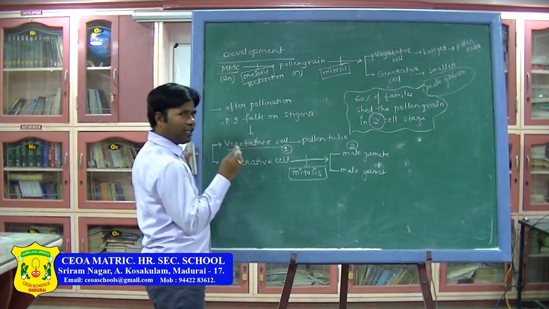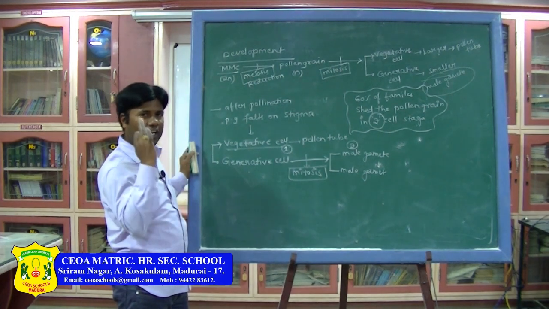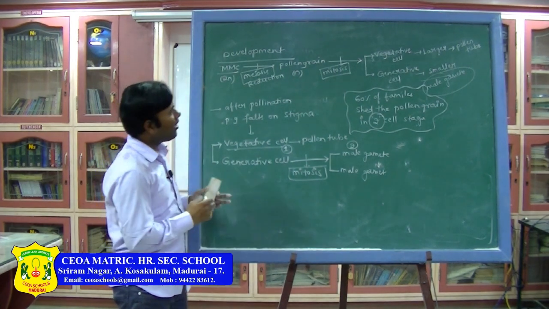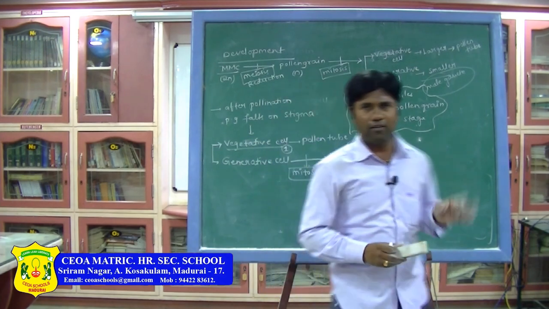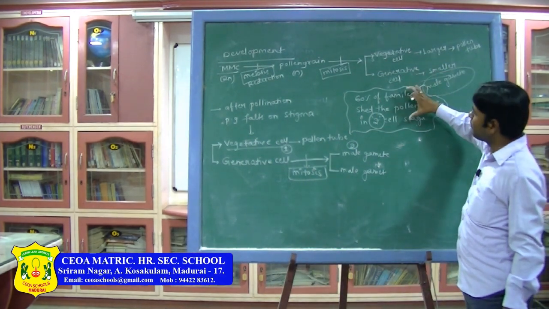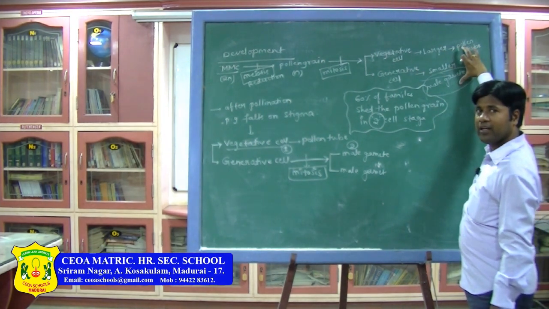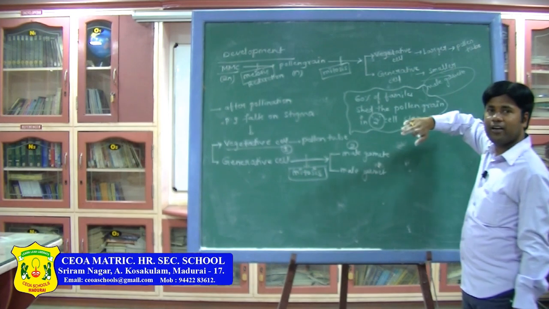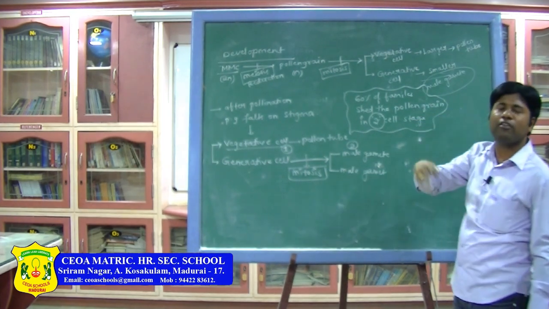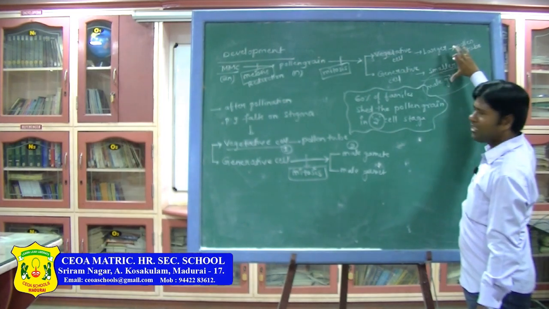So now we are learning about the 40% of the families which shed the pollen grain in the 3-celled stage. Already the 2-celled stage we have learned. Up to this step it is a 2-celled stage. 60% of the families shed their pollen grains up to here only. Then the remaining 40% of the families, how do they shed in the 3-celled stage? Up to the 2-celled stage it is the same.